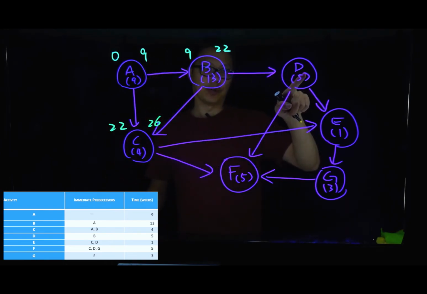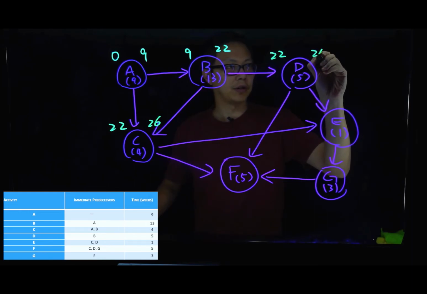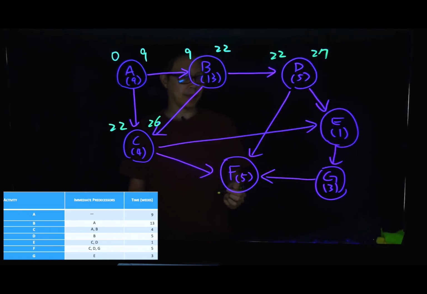Next, let's move on to D. We cannot start to work on D until we finish B. So our early start time will be 22, duration will be 5, so early end time will be 27.